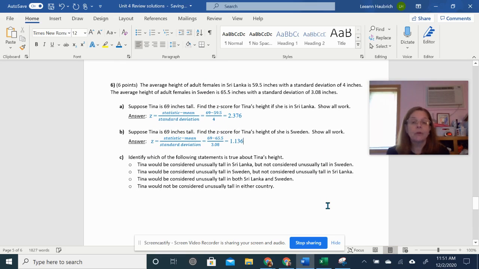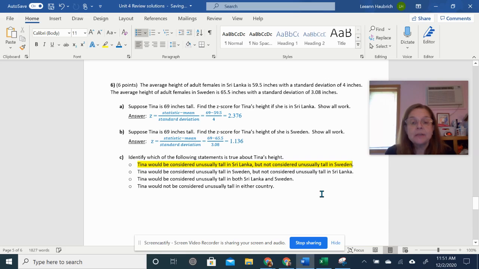Identify which of the following statements is true about Tina's height. Tina would be considered unusually tall in Sri Lanka, yes, but not considered unusually tall in Sweden. That's true. Tina would be considered unusually tall in Sri Lanka, but not considered unusually tall in Sweden. Yes, that is true. Let's go to the next one.